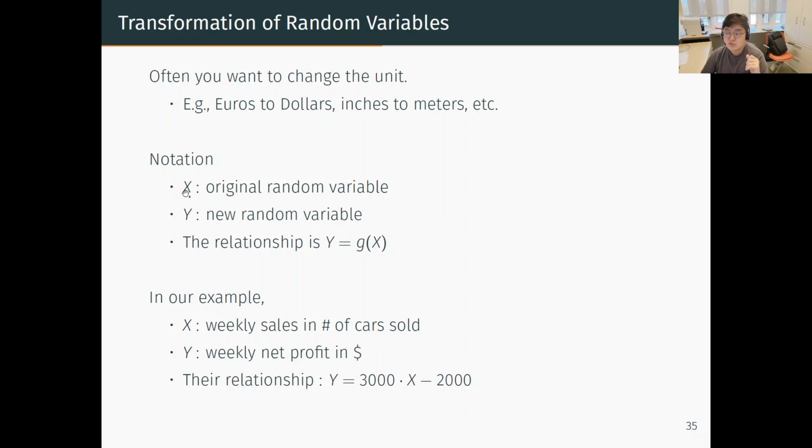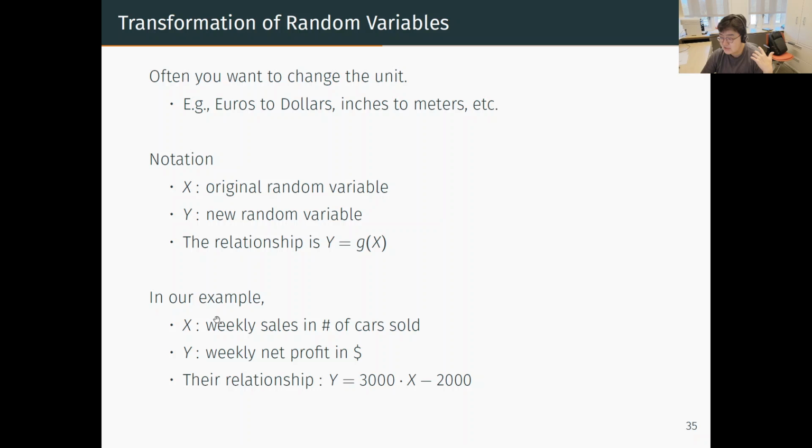So X is the original random variable, then you have to transform X into Y. Mathematically, you can think about another function. If you enter X, then this function gives you Y. Y is the variable of your interest.